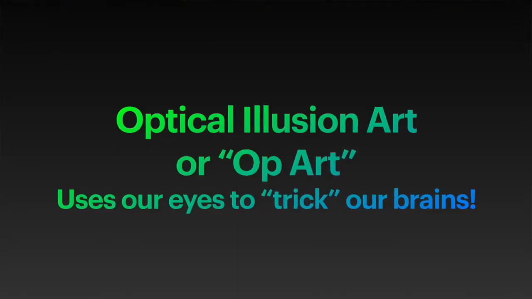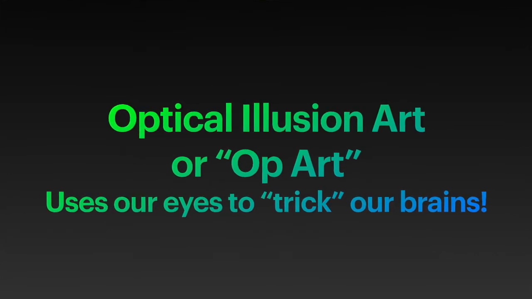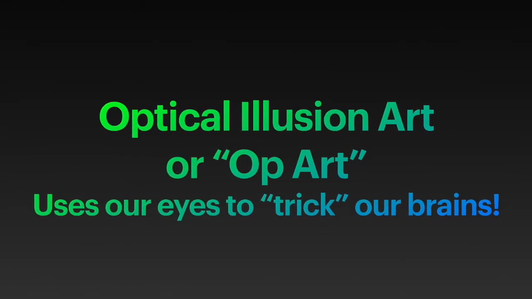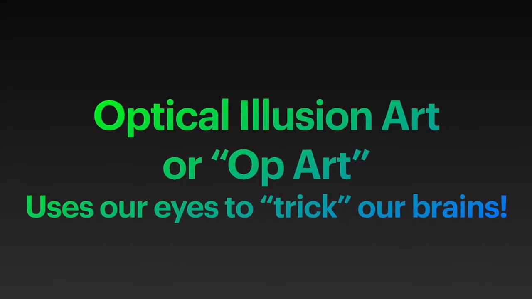So what is an optical illusion? Well, basically it's something that you see that tricks your eyes. Anything optical relates to the eyes, and an illusion is something that appears to be true, but it isn't. Look at these samples and you'll see what I mean.